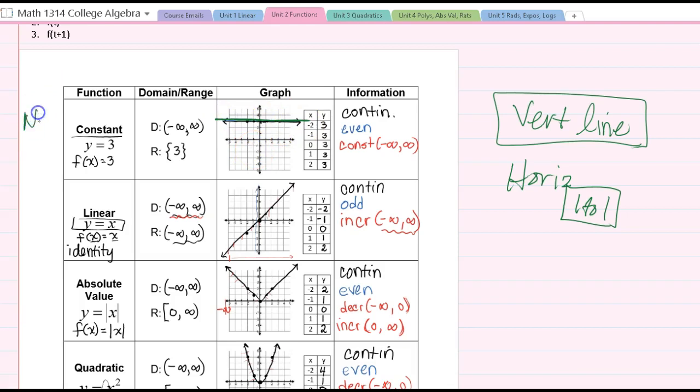So I'm just going to write it out here. Not one-to-one. If we look at linear, and if I draw a horizontal line, we can see that we're always cutting into one point at a time. So this one is one-to-one. With absolute value, we can see that it actually hits 2 points, so therefore it is not one-to-one, which means when we find the inverse of an absolute value function, it's not going to be a function, if we can even find the inverse at all.